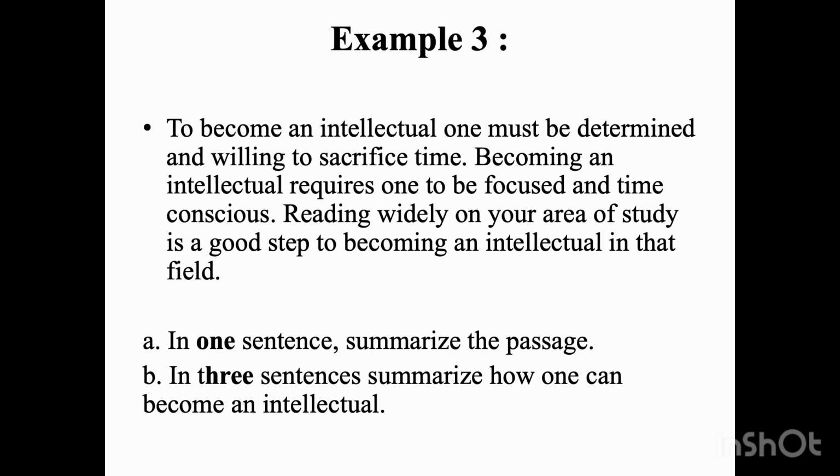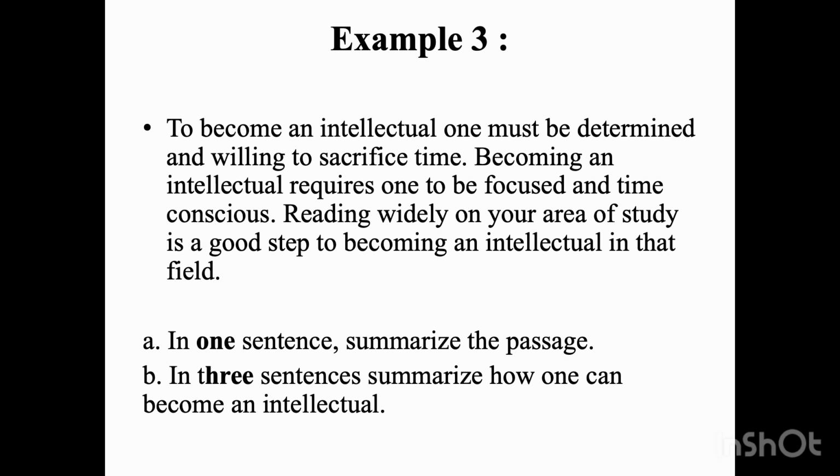After you finish summarizing in 1 sentence, it also tells you in 3 sentences, 1 for each, summarize how one can become an intellectual. 1 for each basically means all the points that has been listed in the paragraph or the passage. You should make sure that every sentence you write communicates or represents one of the points that has been presented in the real paragraph or passage.